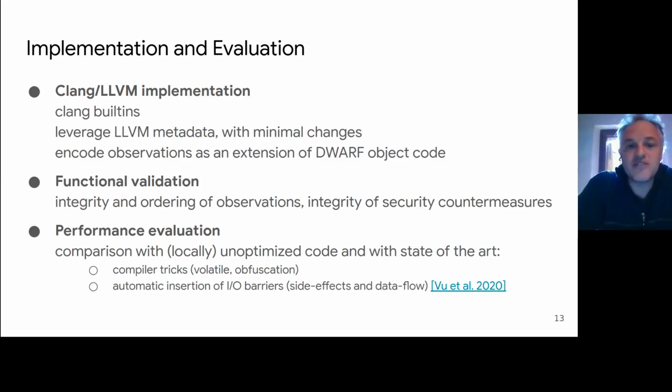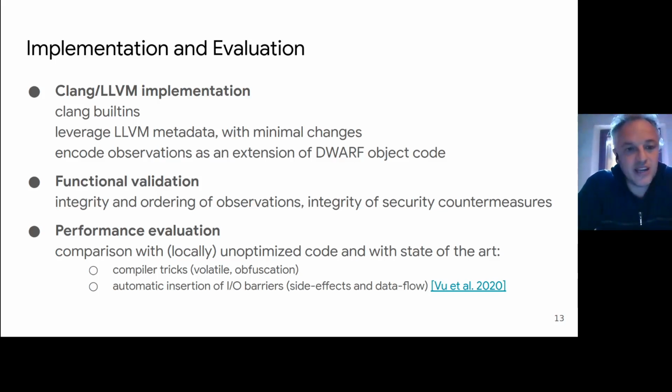The implementation leverages metadata and built-ins with very minimal changes. Actually, only two main instrumental functions of LLVM have to be modified to deal with the proper handling of this metadata. And we can also encode observations as an extension of object code of the DWARF format, so that monitors or debuggers or binary analysis tools can check that the observations are still there in the generated code, which is also something we want to do in secure applications.